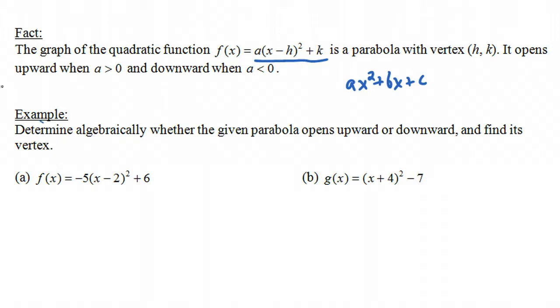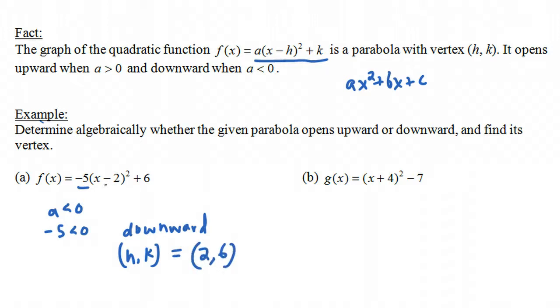Next example, determine algebraically whether the given parabola opens upward or downward and find its vertex. Well, notice here our a is negative, right? So a is less than 0. Minus 5 is less than 0, so it opens downward. It's a parabola that opens downward. And the vertex is h comma k. Well, what's h? h is 2, right? h comma k is going to be 2 comma 6. Notice it's not negative 2, it's positive 2, because in this formula it has x minus h, and so the h is positive 2. So the vertex is going to be 2 comma 6, and it opens downward.